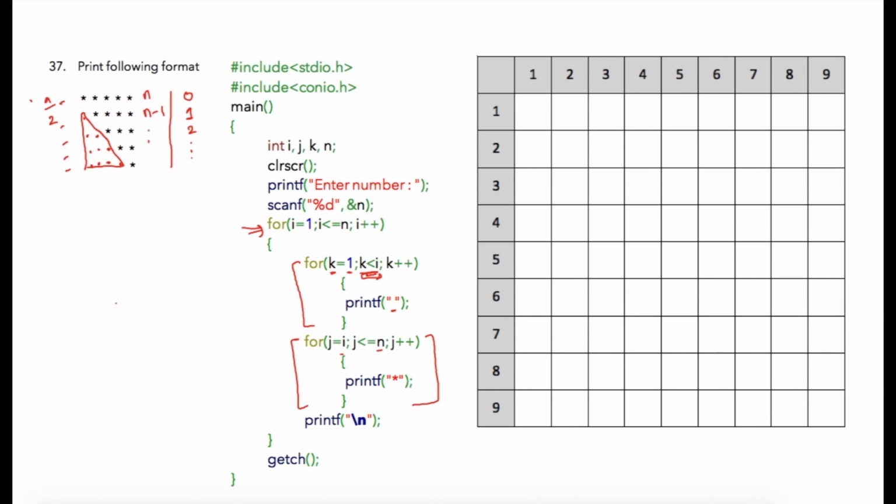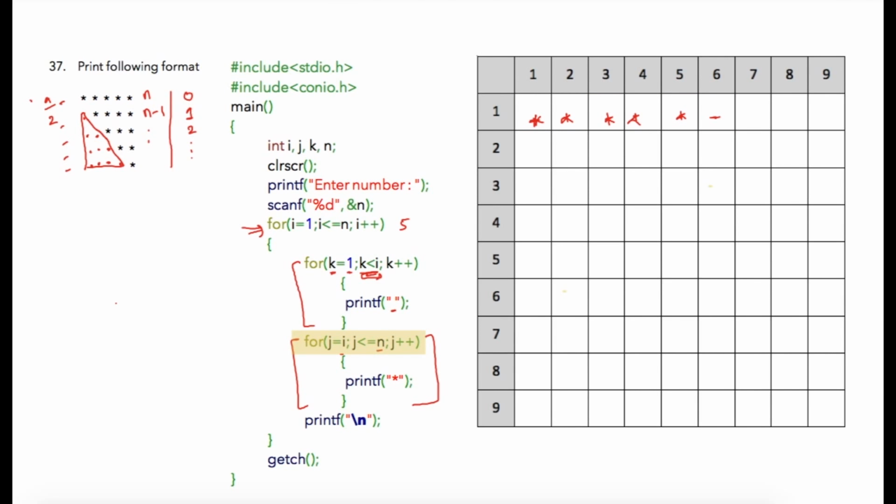Assuming the user has entered 5, so i will be 1 and my cursor will be at this location. Our main loop will be executing 5 times, starting from 1 till 5. In the first iteration i is initialized to 1, then in the second for loop k will be initialized to 1 and this condition will be false, so nothing will happen with this block, and then in the next loop j is initialized to i, which is 1, and the condition will be checked for 1 less than or equal to 5. So this loop will print 5 stars like this, and the cursor will come on to this location.